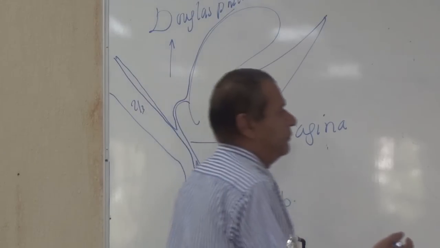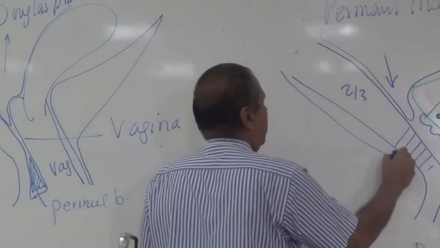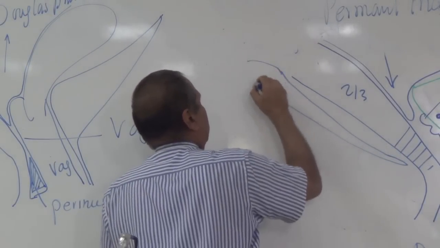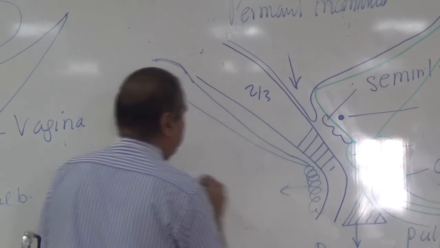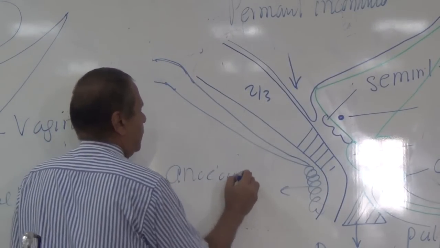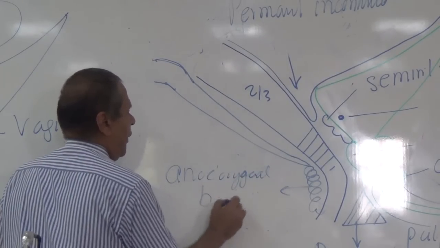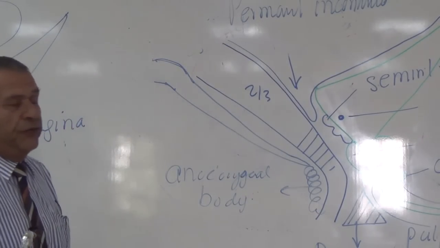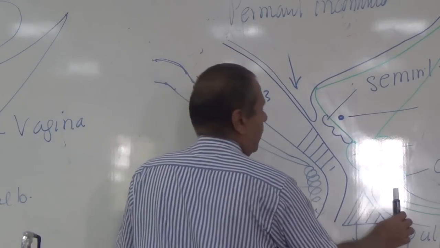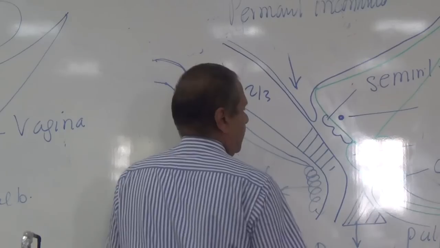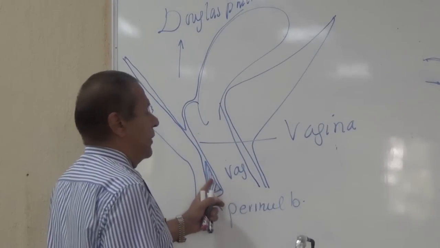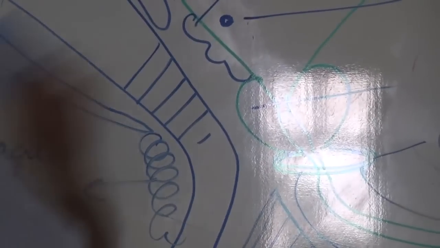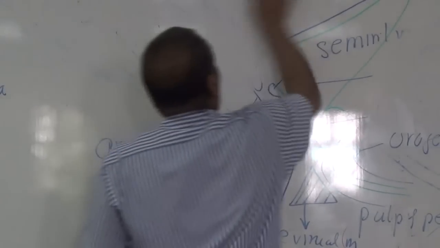But the posterior relations are the same, because it is related to the sacrum and the coccyx. And posterior to the anal canal, there is the anococcygeal body, which is a fibro fatty muscular body. This is the relation of the anal canal: in front, in male the bulb of the penis and urogenital diaphragm, which you will discuss in the perineum. But in female, I will find the vagina in front of it and the perineal body lies also in front of it. And the posterior relations are the same. It is the anococcygeal body or raphe.